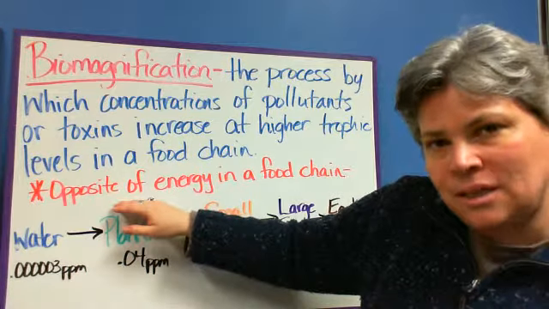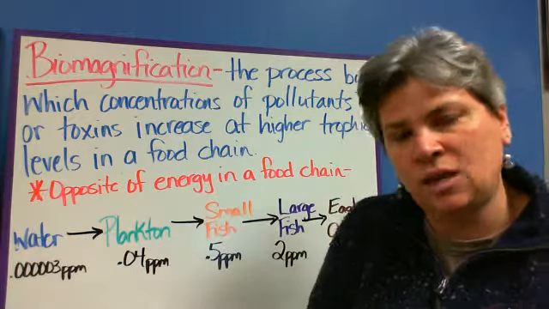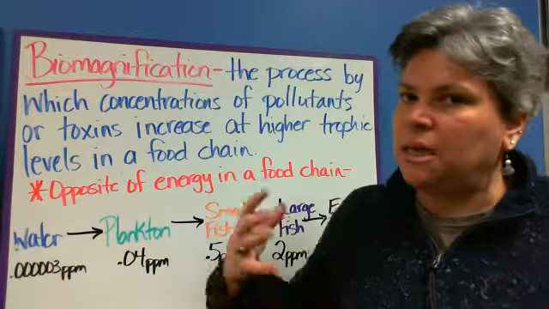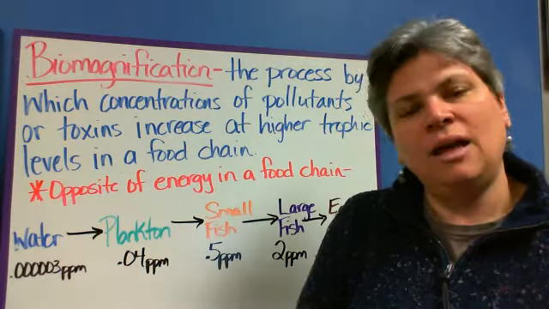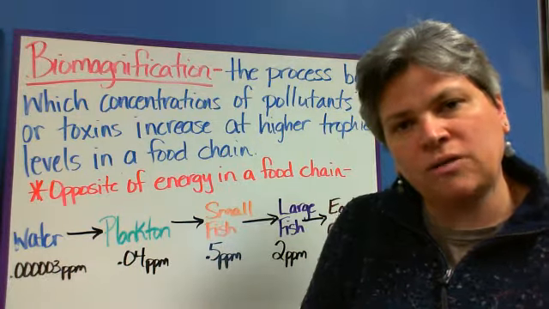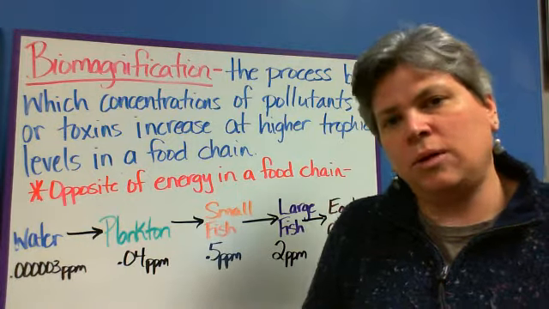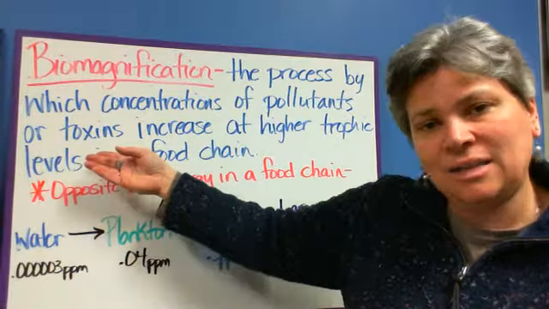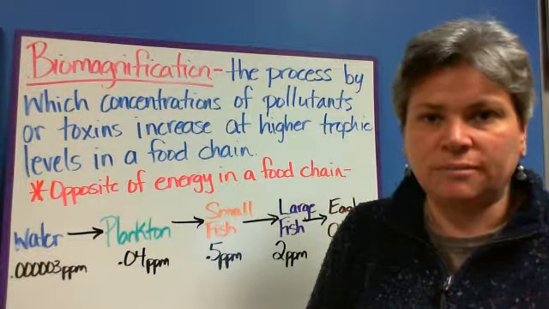Biomagnification is the opposite of energy in a food chain, because with biomagnification, you know magnification means to make it bigger. As you move up the food chain, as you move through the living parts of the ecosystem, at each step along the way, you get more and more of that toxin in the ecosystem. And it does a lot of destructive damage.